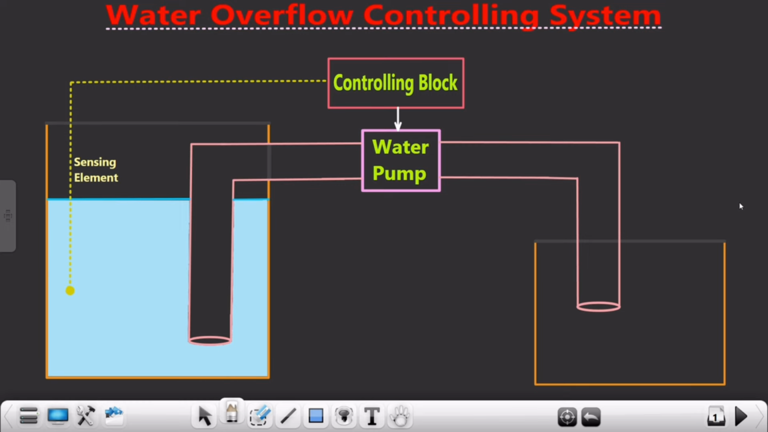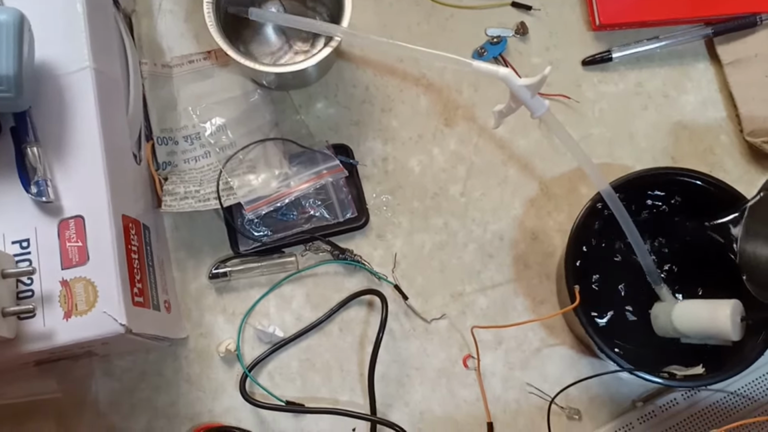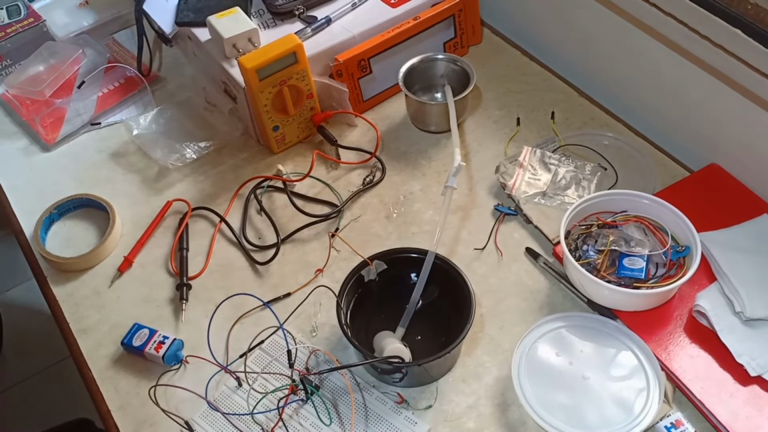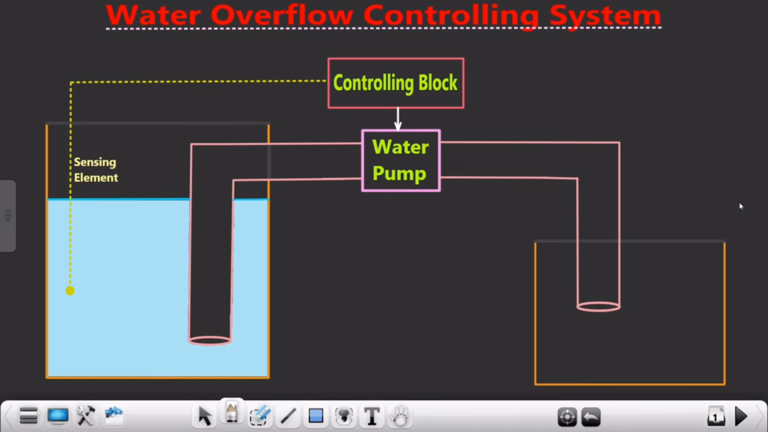okay? But now we are going to deal with one project wherein we are going to use certain concepts that we had studied till now, and we are designing one project, and the name of the project is water overflow controlling system. So basically our agenda in this particular video is to control the overflow of the water, okay? So for that, let's dive in the project, okay? And this is the block diagram of the project.